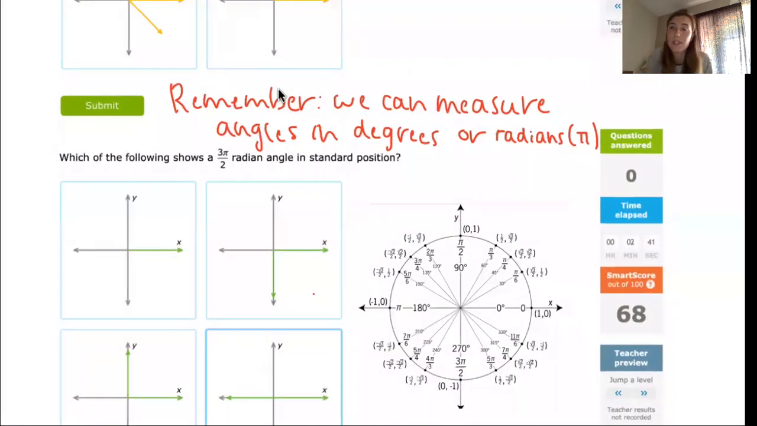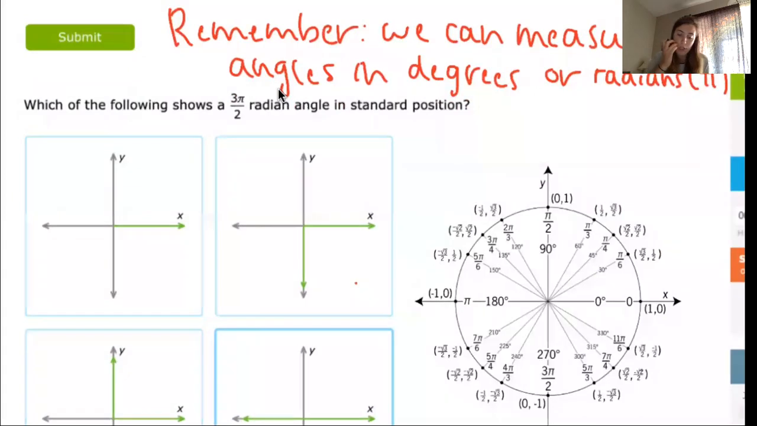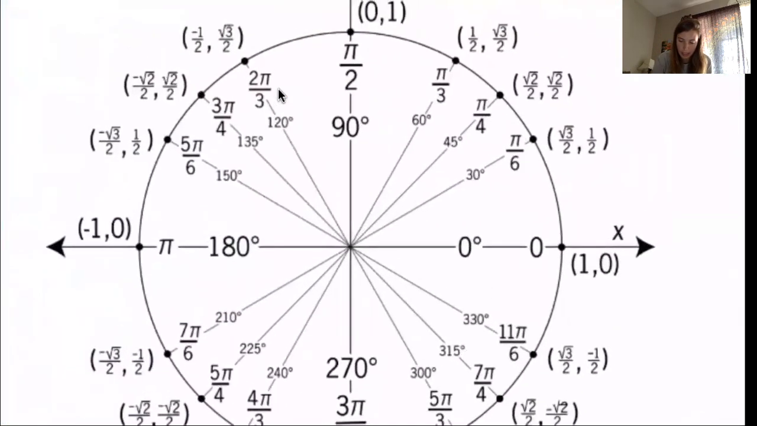So we're doing the same thing here, but instead of measuring with degrees, they want you to measure in radians. So they say, which of the following shows a 3 pi over 2 radian angle? So you're going to want to refer to a unit circle for this one to see where 3 pi over 2 falls.